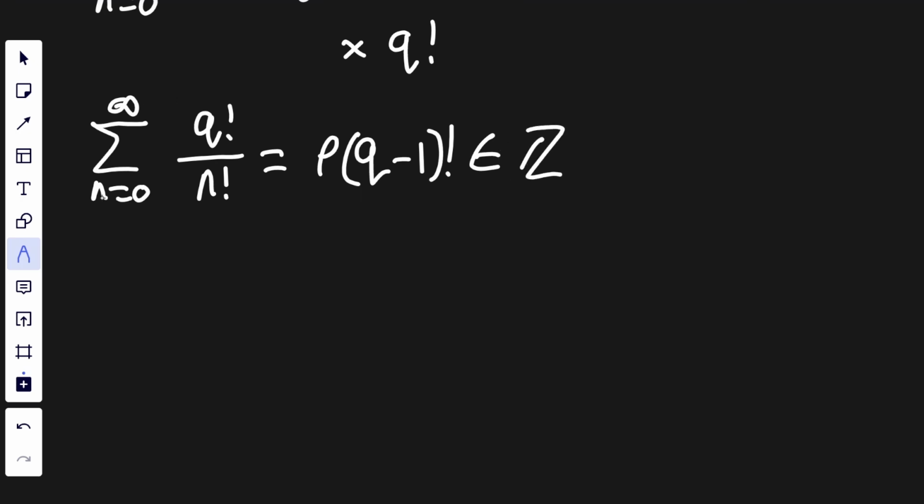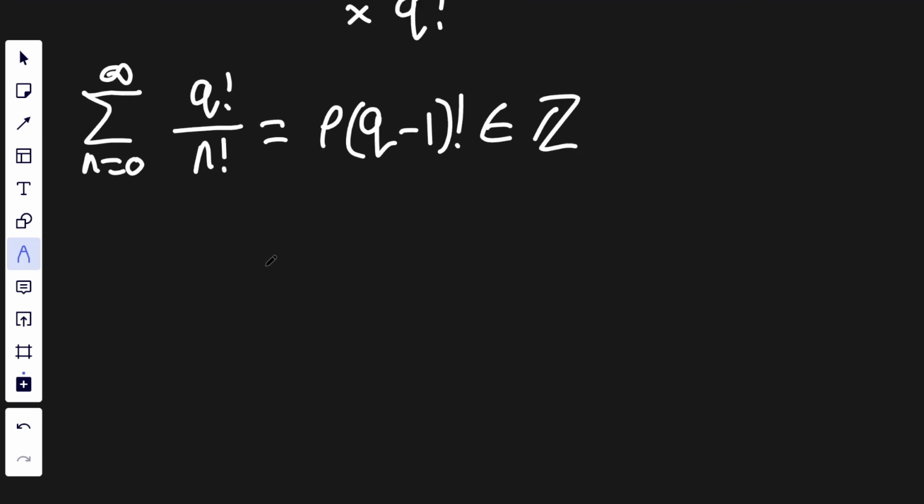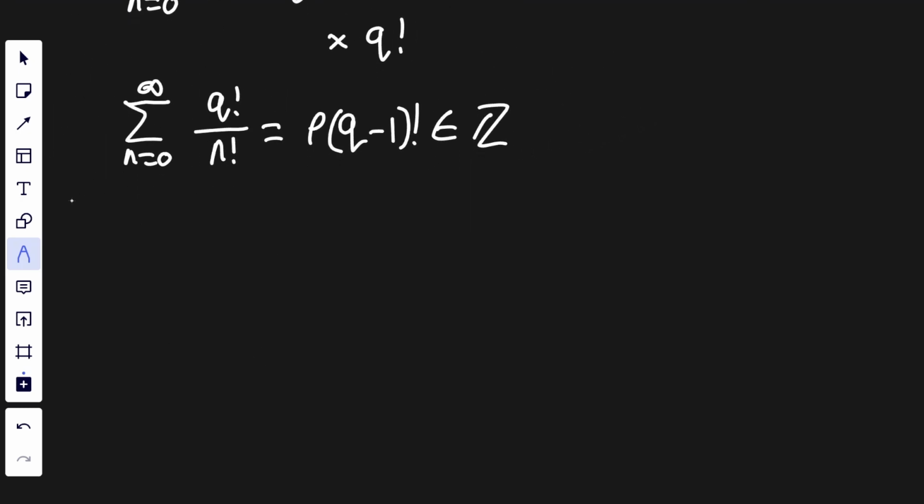Whereas what we're going to try to do is show that the thing on the left cannot possibly be an integer. So let's have a go at doing this. We're going to split this sum up into definitely integer and potentially not integer. So we're going to have the sum from n equals 0 to q of q factorial over n factorial.